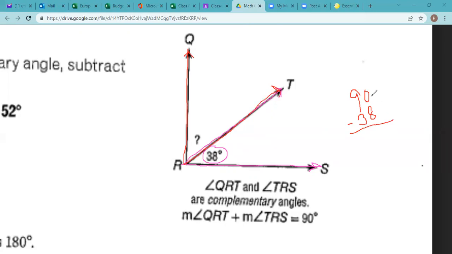All right, 0 minus 8, we cannot do that. So we're going to have to borrow from the 9 and make it an 8. Put a 1 in front of the 0 to make it a 10. And now we're set up. 10 minus 8 is 2. 8 minus 3 is 5. So angle QRT is going to be 52 degrees.